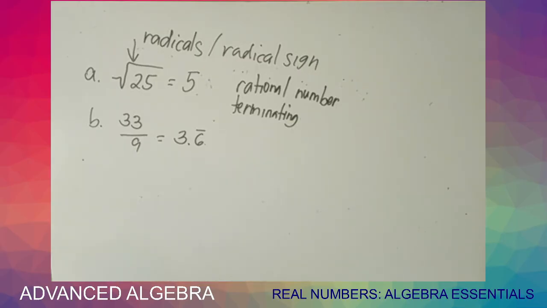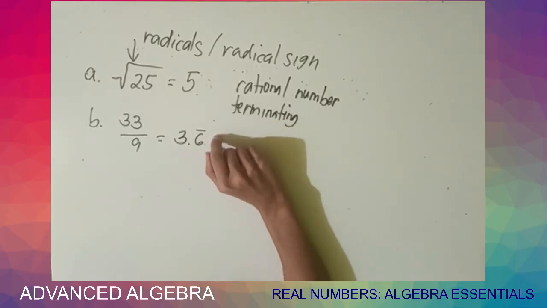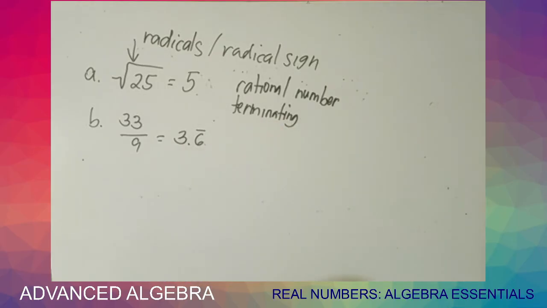So lagi nyo titingnan or double check sa calculator. Pero sa calculator kasi, kapag na-reach niya na yung maximum number of digits dun sa ating calculator, nira-round up niya na yung pinakadulong number. Okay? So kaya i-double check nyo din.